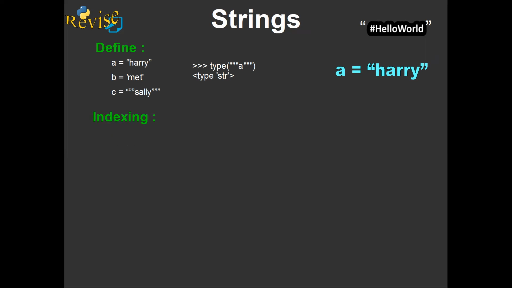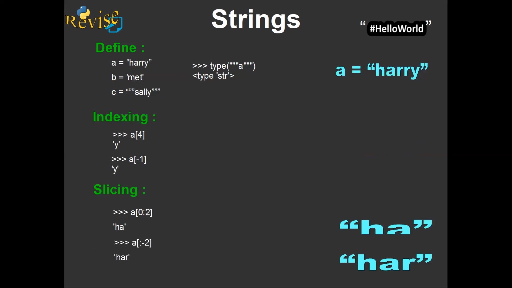Strings are indexed. How? For a equals Harry, it is indexed positively 0, 1, 2, 3, 4. So you can access any particular letter in a string. a of 4, you get y. In the same way they are negatively indexed from the back, in reverse order, from -1, -2. So you can access the same y using a of -1. So strings are positively and negatively indexed. Then slicing: you can slice a string. You can take a slice of a of 0 to 2, Ha, a slice of the string. In the same way you can use negative indexing to take a slice of a string.